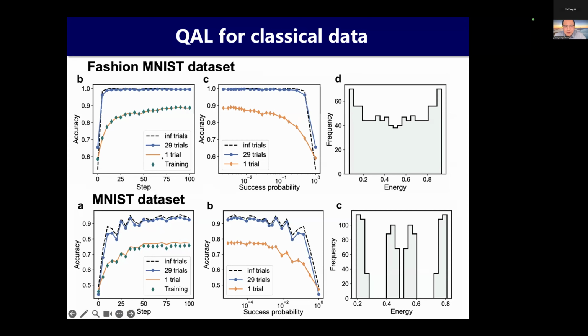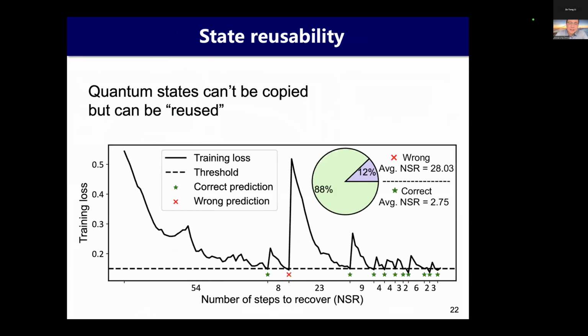I want to stress here that in our numerics, we can see that even 29 trials of running the experiment is already good enough for the process. If compared to the traditional approach, 29 trials may not even be enough to calculate the gradient, right? Okay, so I just skip this.